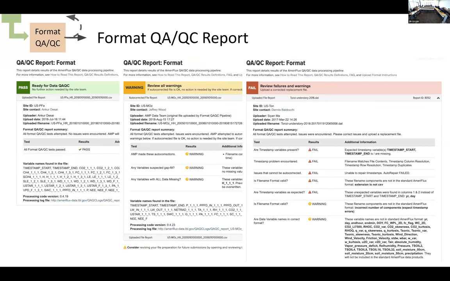And these are some examples of how the format QQC report looks. So green, everything's good. And there's some detail about this submission, right? So which file, who submitted the file, which site the report is associated with, and also what variables are included in this file. And this is another example of the warning. There'll be some information about where this warning was triggered, and you can take a look at this detail, see if it makes sense or not. And the last one will be the one with the fail example.